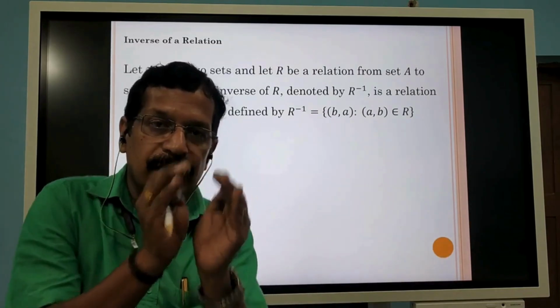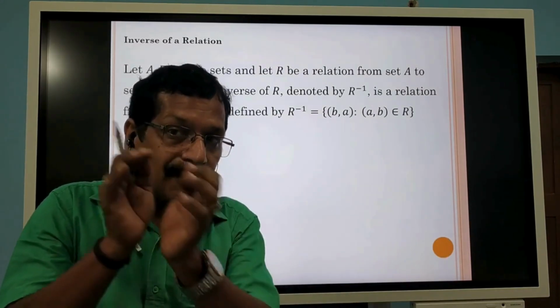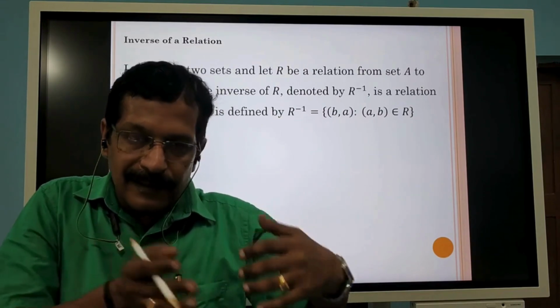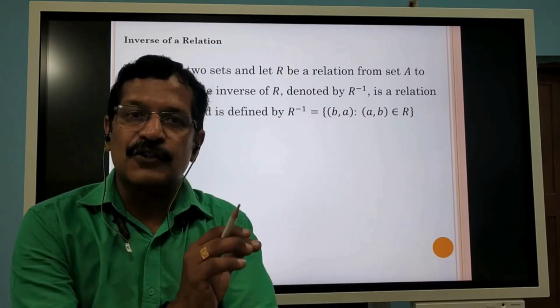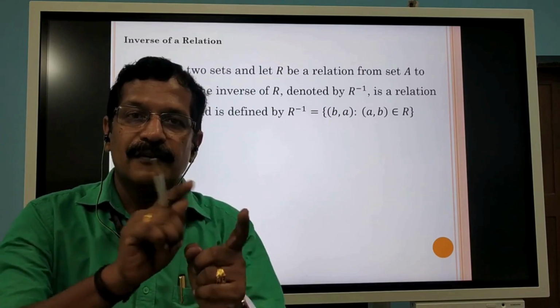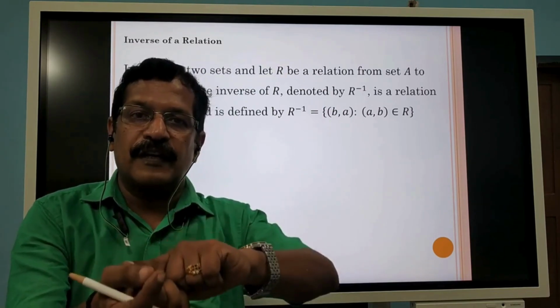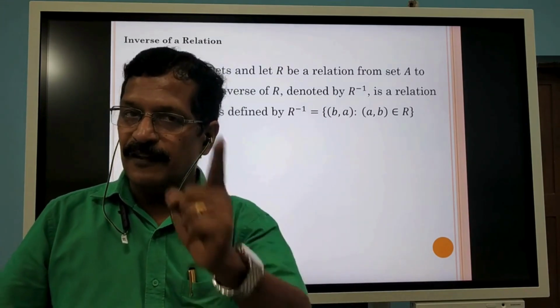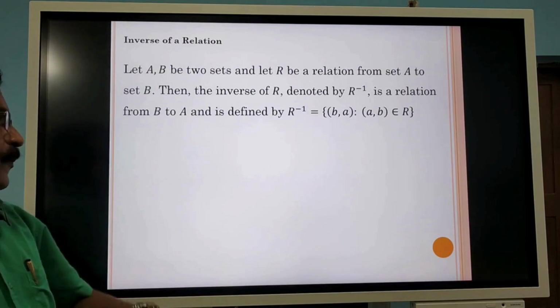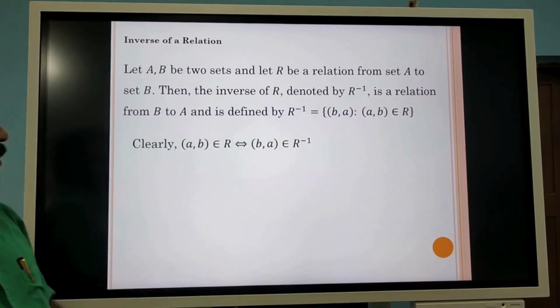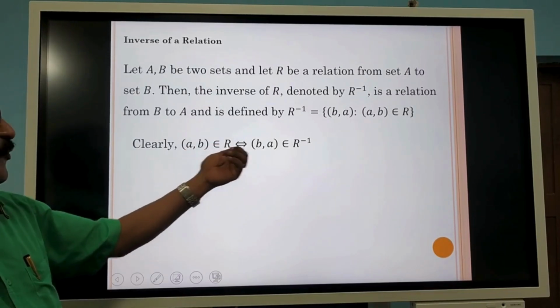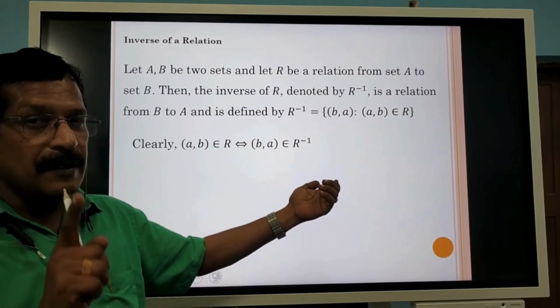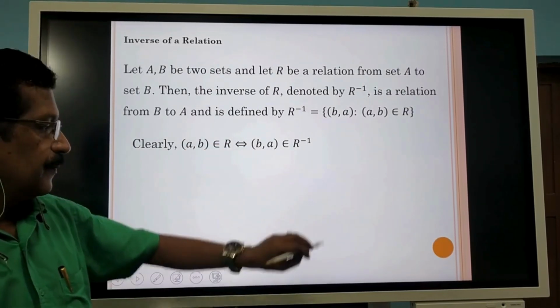So, take the ordered pairs belonging to R and write them in reverse order. That is, the first component becomes the second component and the second component becomes the first component. Then that relation is called the inverse of the relation R. Clearly, (a, b) is an element of R if and only if (b, a) is an element of R inverse.